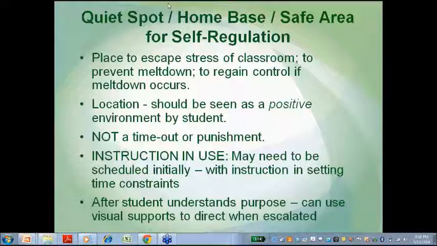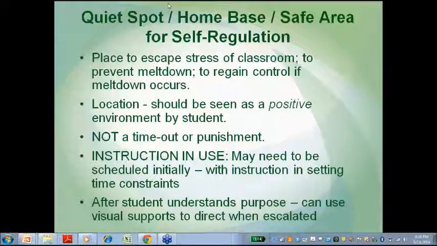And to be honest, the student will probably be heading there anyway before you can even direct them, because they realize this is a positive place. This is the place I need to go to get away from it all, to collect myself, and to be able to get back on track. But that instruction and use is very critical, and also making sure they understand the time constraint.